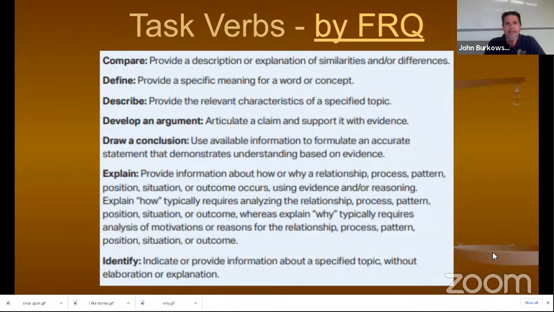These are the specific task verbs that you will be explicitly and implicitly developing and applying in your FRQs, as a matter of fact, in multiple choice. So I like to start with the basics. Let's go with the basics. Identify and define.